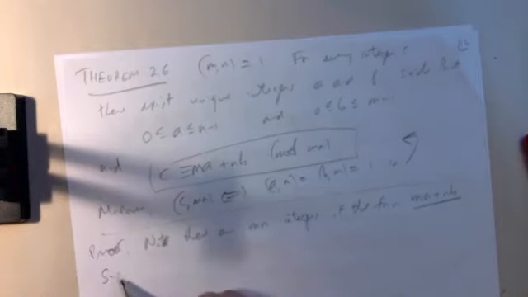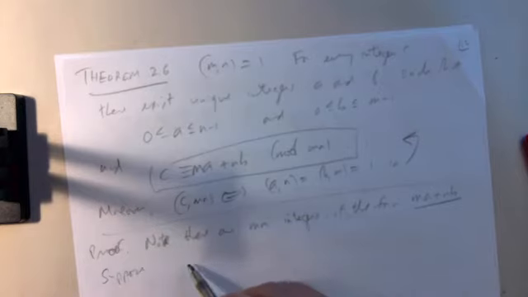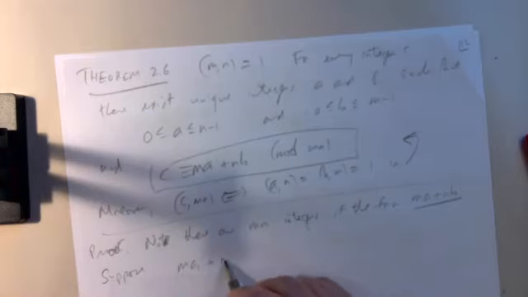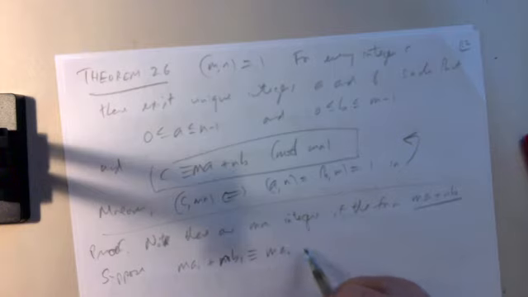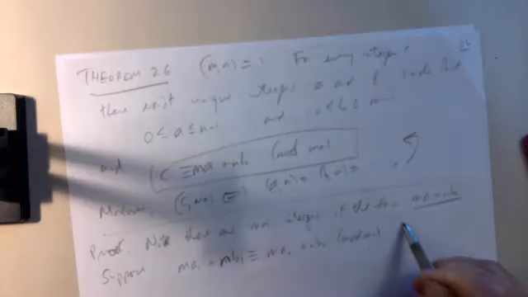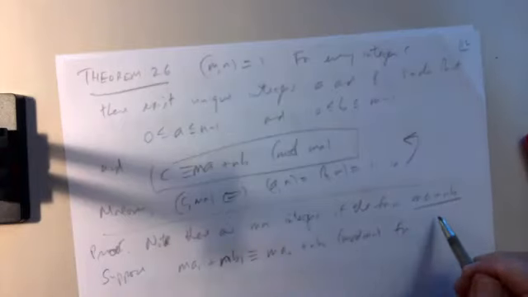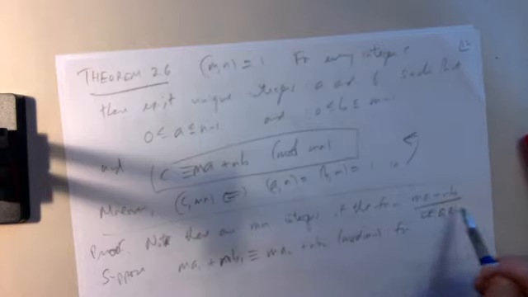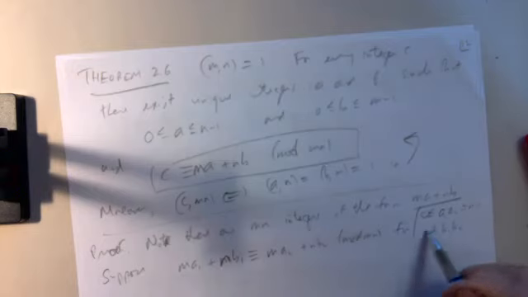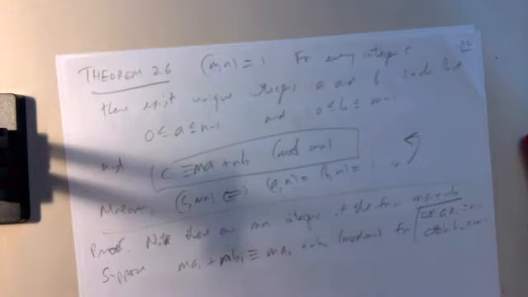So let's suppose we have ma1 plus nb1 congruent to ma2 plus nb2 mod mn for some numbers a1 and a2 between 0 and n minus 1, and b1 and b2 integers between 0 and m minus 1.